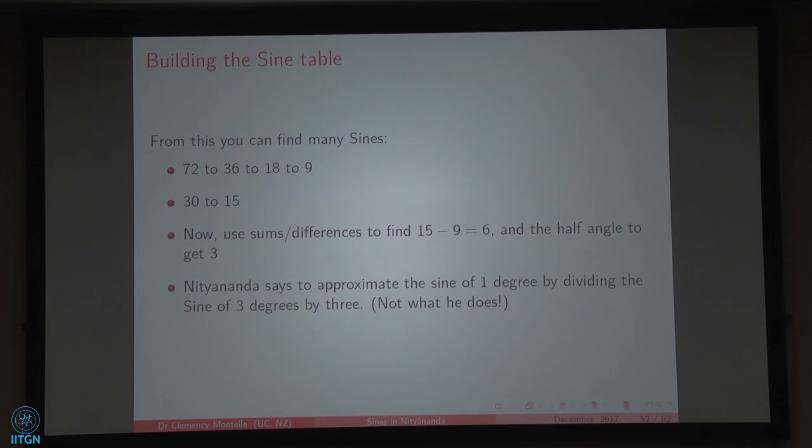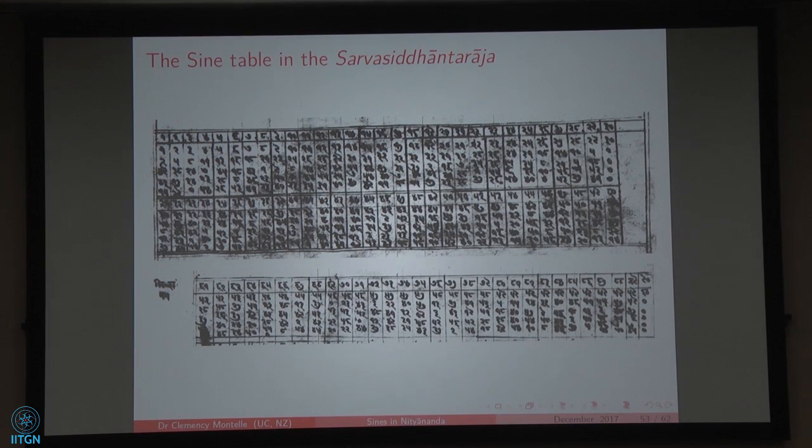Sorry, and we won't dwell too long on what that is. Nityananda alludes to the fact that he says you can approximate the sine of 1 degree by dividing the sine of 3 degrees by 3. Okay, so that might be for people who are in a bit of a hurry, and of course it's not too bad, but if I take this sine of 3 degrees and I divide it by 3, I do not get the number he's got in the table.